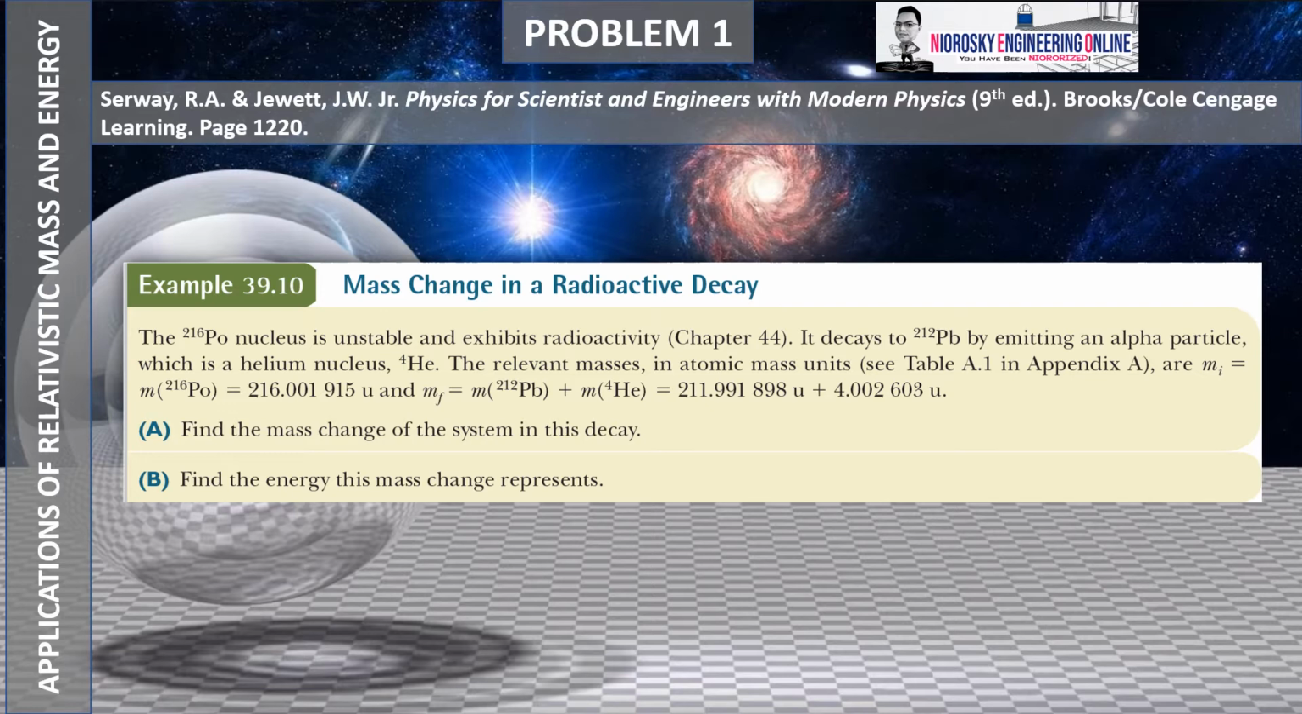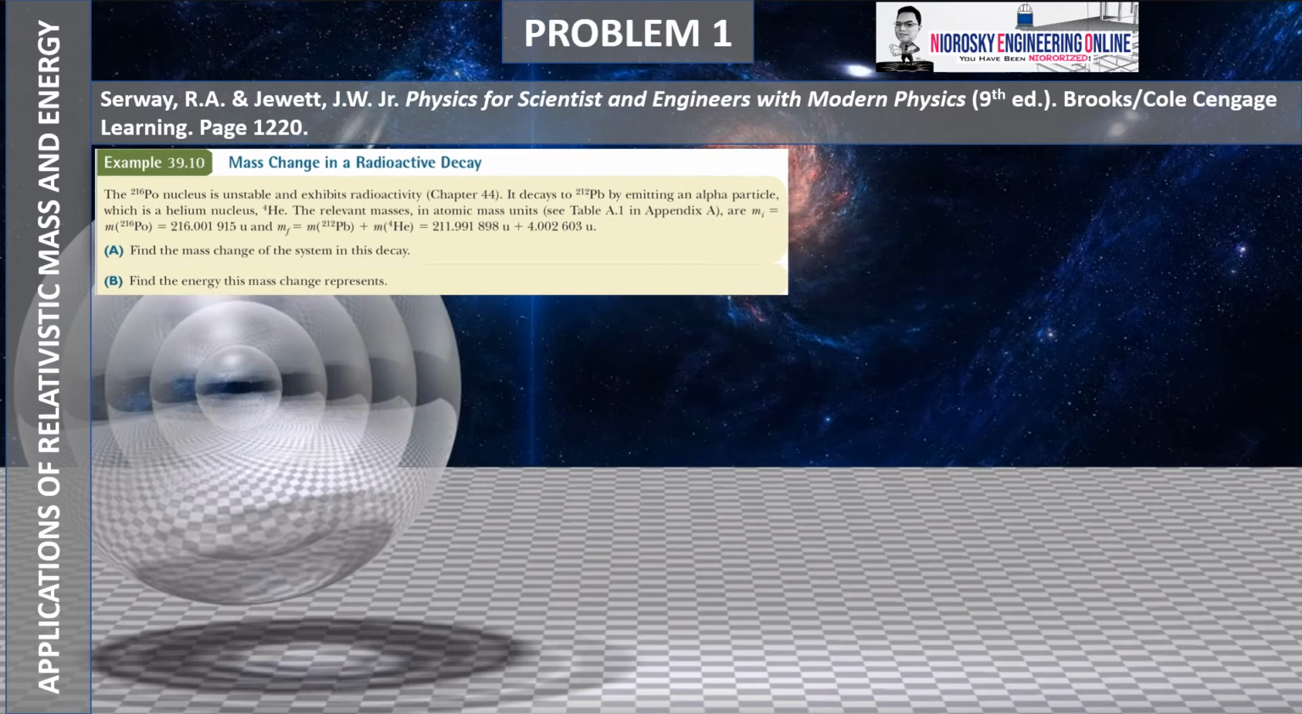Now we have two figures to solve. Find first the mass change of the system in the decay, and of course find the energy that this mass change represents. Okay, so let's start. How do we configure the solution? Okay, let's take a look at what table A.1 says here in Appendix A.